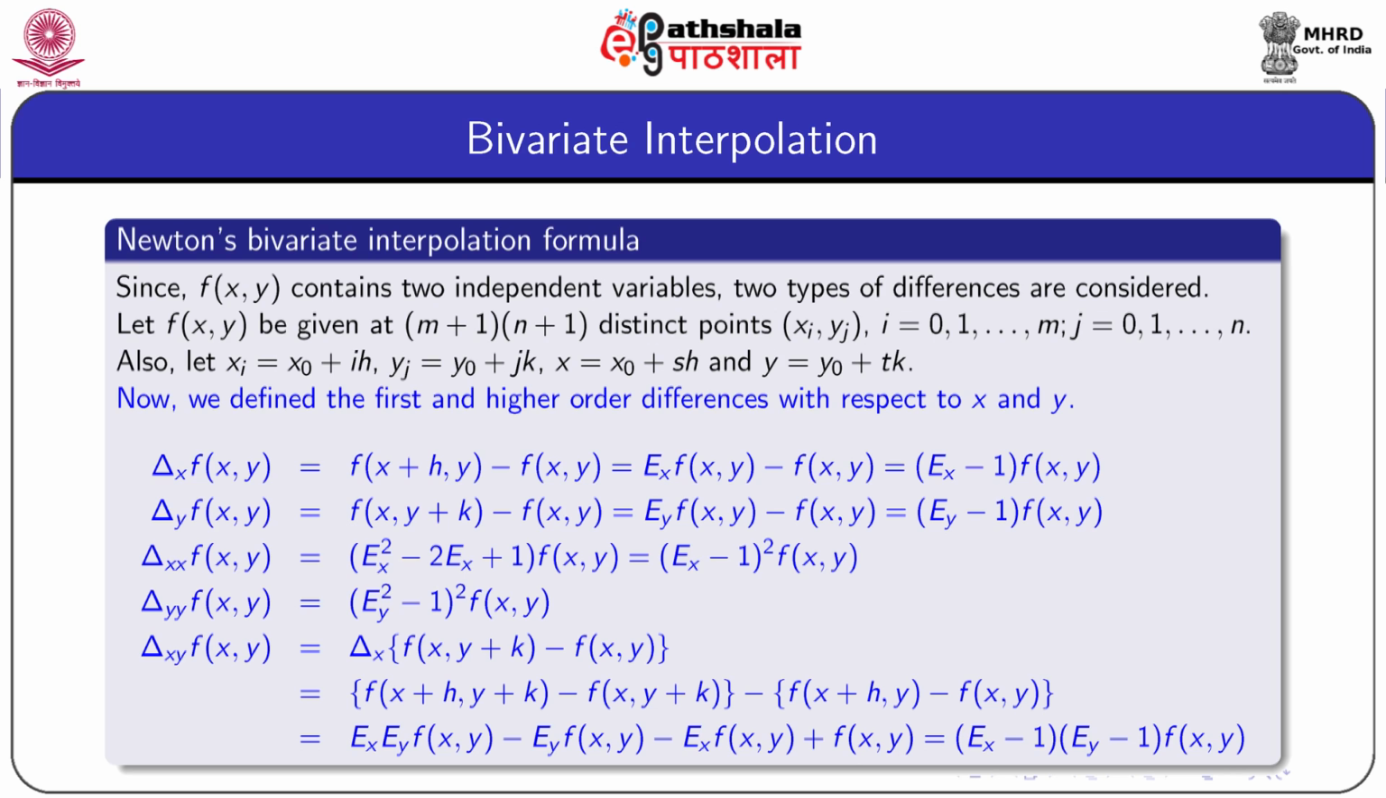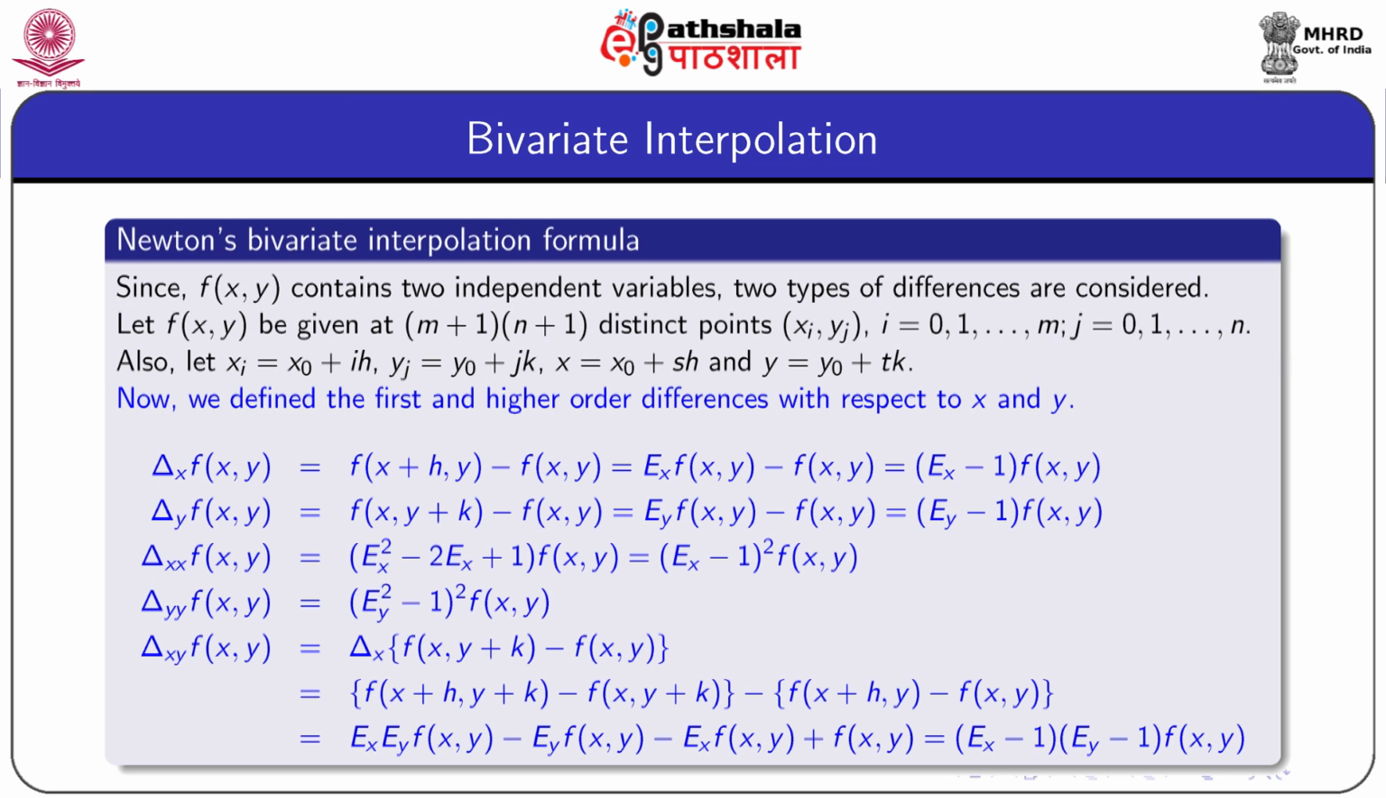Similarly, delta y of f of x y means the forward difference on the variable y, which is equal to Ey minus 1 of f of x y. And delta xx f of x y means the forward difference operator is applied on the argument x 2 times, and after simplification it can be shown that this operator is equivalent to Ex2 minus 2Ex plus 1 of f of x y, and it is written as Ex minus 1 power 2 of f of x y.